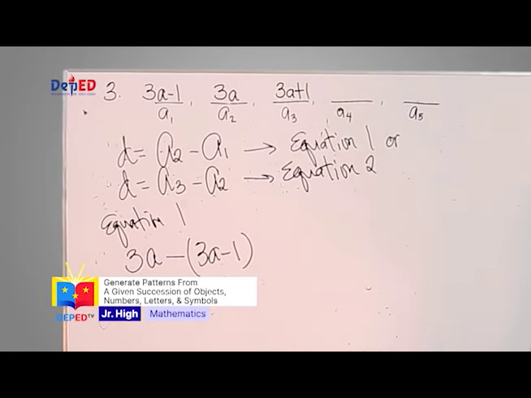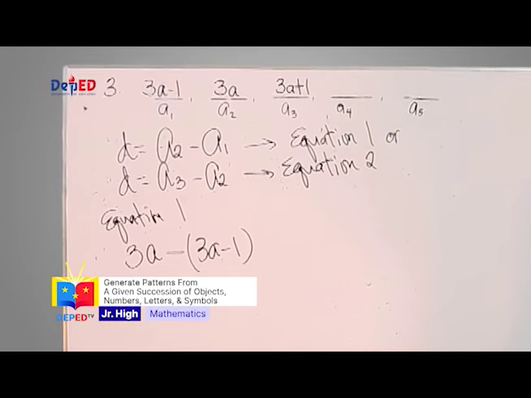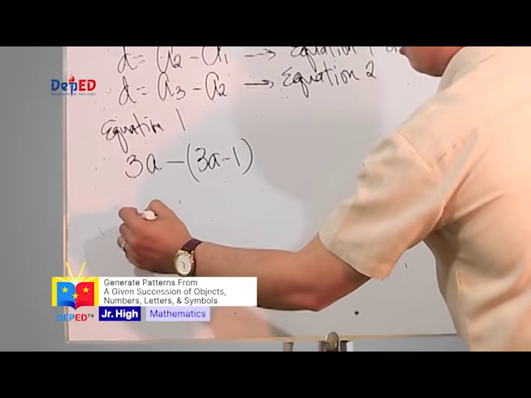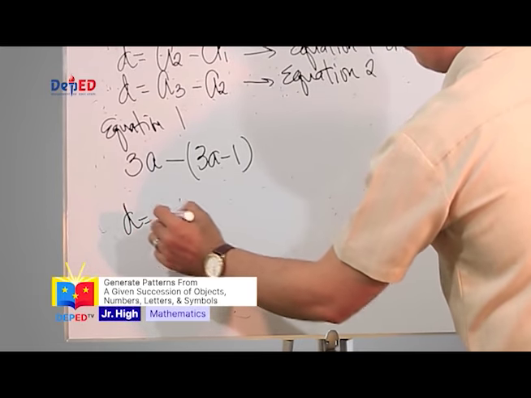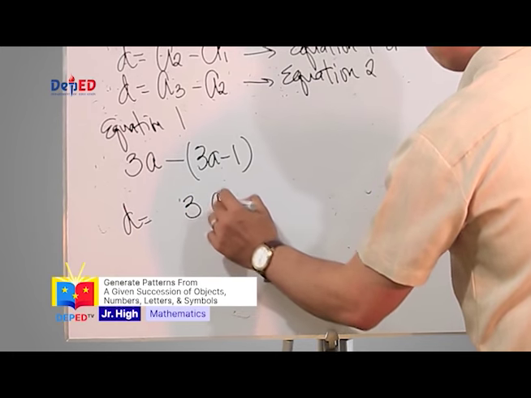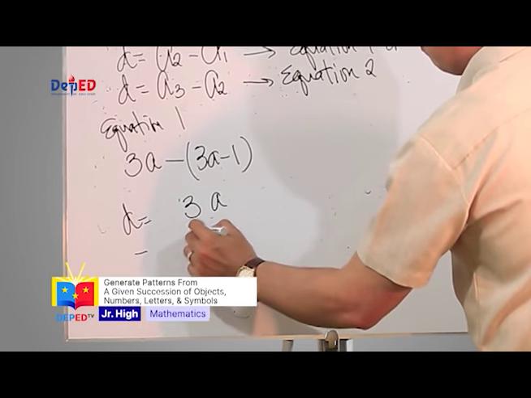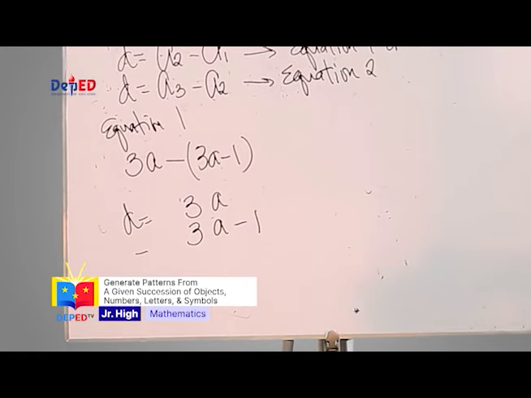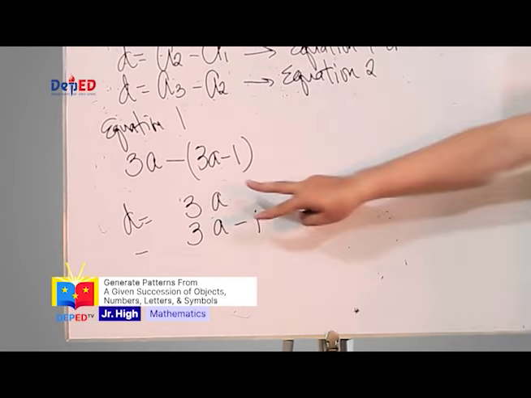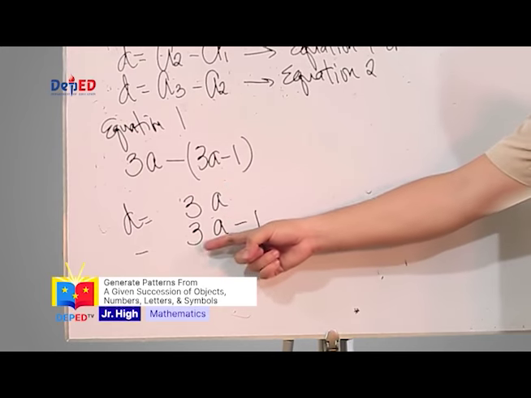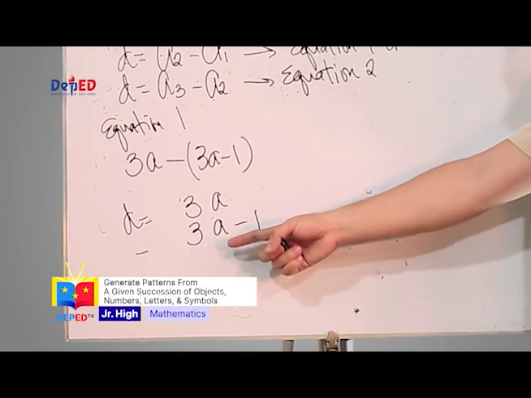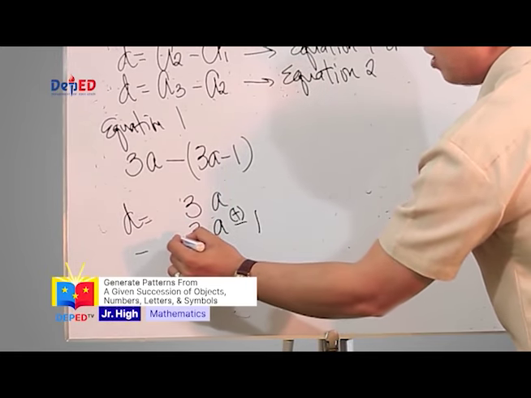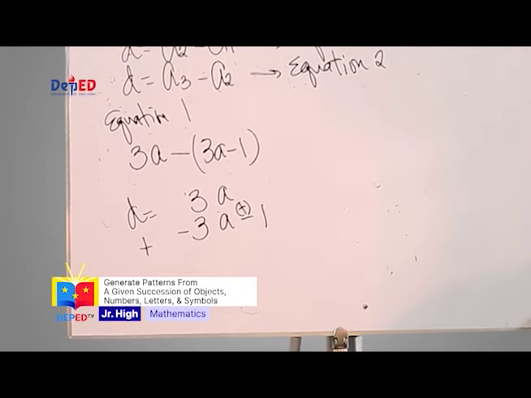So, what do you think is the common difference? Let's solve. You have d is equal to 3a minus 3a minus 1. Remember, when we subtract these two terms, we're going to change the sign of the subtrahend to its opposite, which will become positive. This will become negative. Then we will proceed to addition rules.